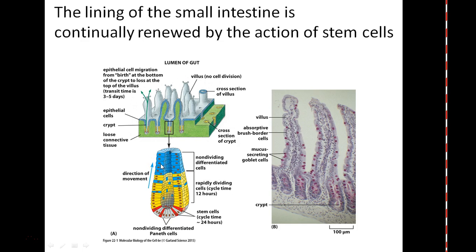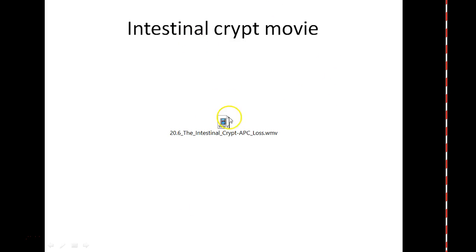So in our guts right now there is a continuous process of proliferation. All of those cells, shown here in yellow and blue, are dividing and moving upwards. And I have a really nice movie. Hopefully you can play it.